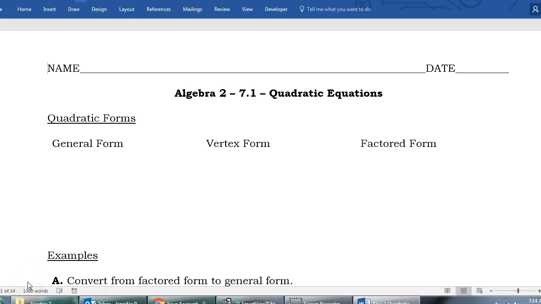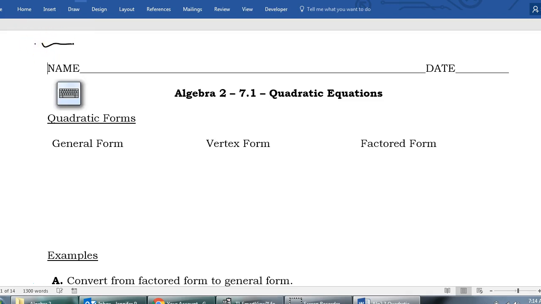This is Algebra 2, Lesson 7.1, Quadratic Equations. So, we're going to talk about 3 different formats of quadratic equations, and then throughout this chapter we'll be solving the 3 different formats, as well as converting between the 3 different formats.